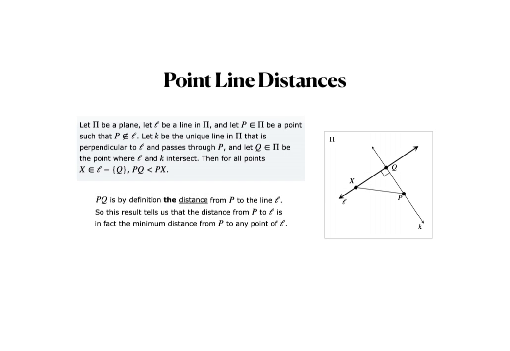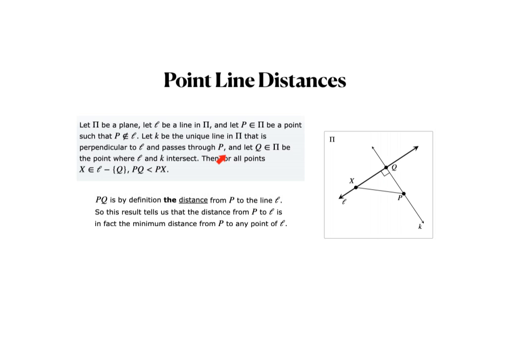We also need to discuss points with distances from a line. So we're going to let pi be a plane and let L be a line in pi. And you can see that I have my line L drawn here. And let P be in pi be a point such that P is not on L. So we have the point here. Let K be the unique line in pi that is perpendicular to L and passes through P. So here's my line K. It's perpendicular to L, passes through P. And we're going to let Q be the point of intersection of those two lines.